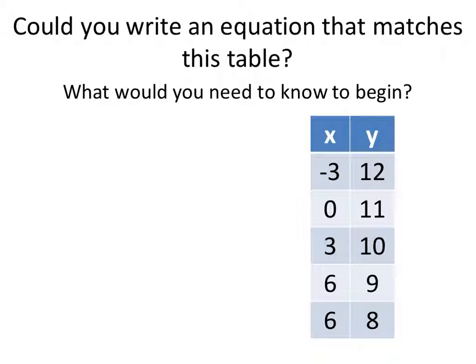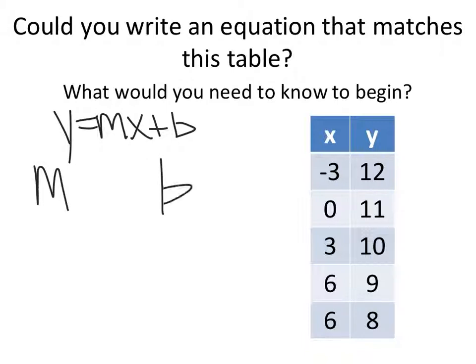Now we need to do the same thing with a table. In order to write my equation, y is equal to mx plus b, we need to figure out what m is and what b is. Now remember, your b or your y-intercept is where x is 0. Where is x 0? Right here. So your y-intercept is 11. Slope's a little trickier. If you remember, it's the change that's happening in y all over the change that's happening in x.